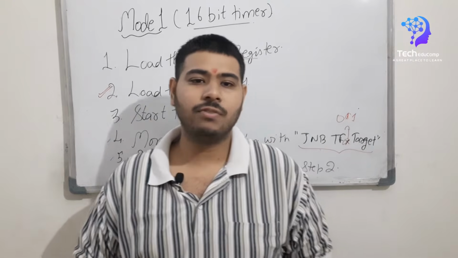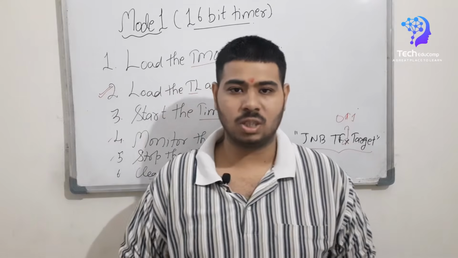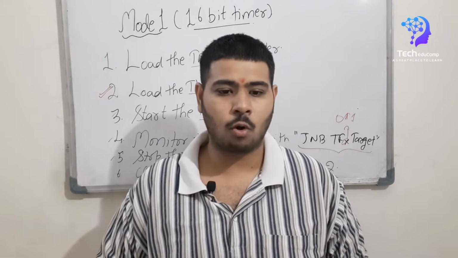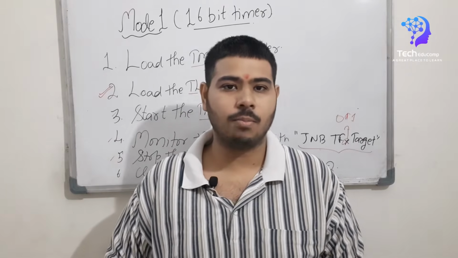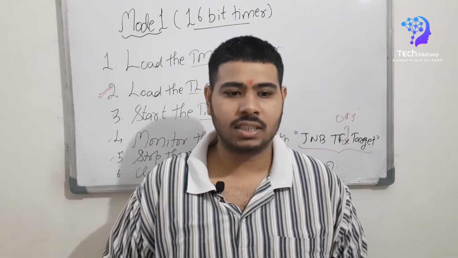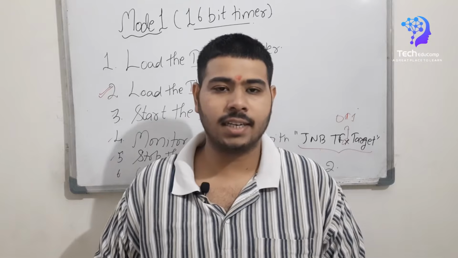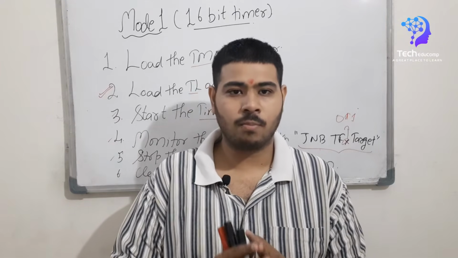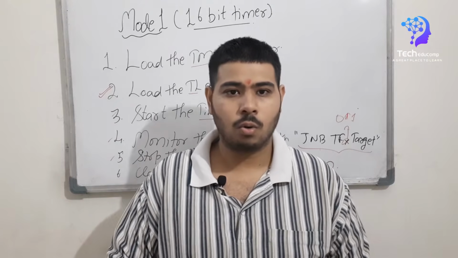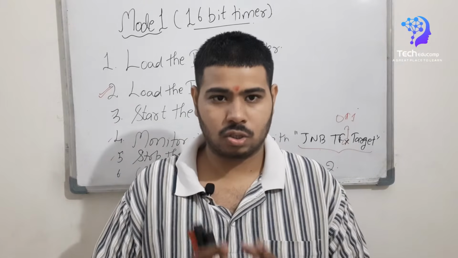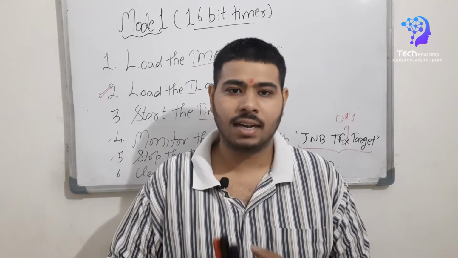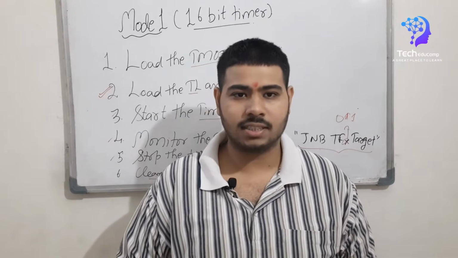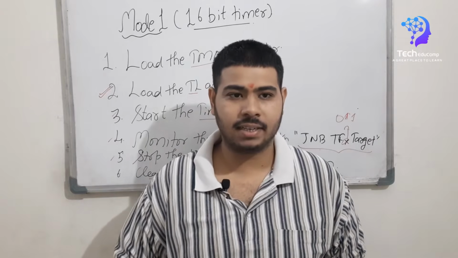Moving further, let's talk about mode 0. Mode 0 of timers and counters is exactly the same as mode 1. The only difference is that this mode is a 13-bit timer and counter, so its limit is from 0000H to 1FFFH. Mode 0 and mode 1 are the same; the only difference is that mode 1 is a 16-bit timer and mode 0 is a 13-bit timer.